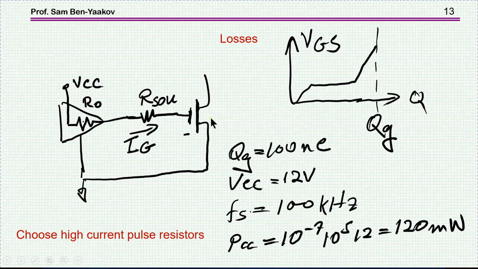No energy, of course, is dissipated here. So all the energy from here is dissipated by the resistor. So this is the total energy, in this case power, dissipated by the resistor.